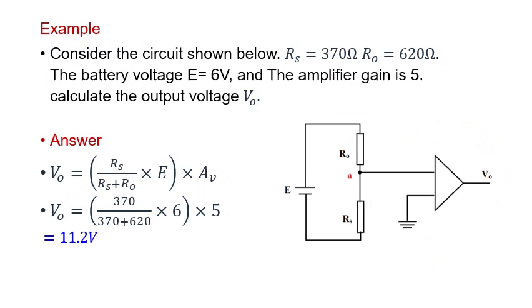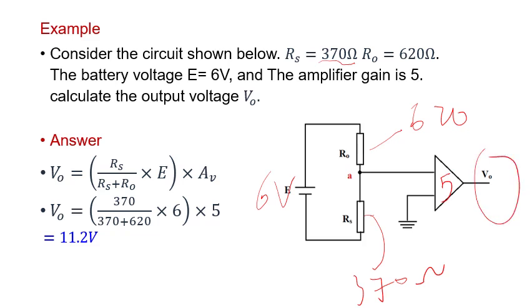Let's see this example. He said consider the circuit shown: RS equal to 370 ohm, R node equal to 620 ohm. The battery is 6 volt, and the amplifier gain is 5. Calculate the output voltage V out. So we need to know what this output voltage is.